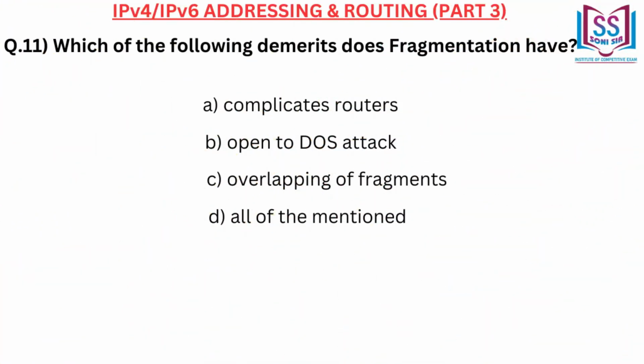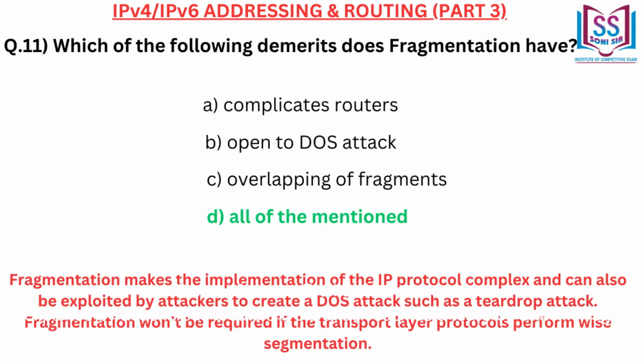Which of the following demerits does fragmentation have? A. Complicates routers. B. Open to DOS attack. C. Overlapping of fragments. D. All of the mentioned. Correct answer D. All of the mentioned. Fragmentation makes the implementation of the IP protocol complex and can also be exploited by attackers to create a DOS attack such as a teardrop attack. Fragmentation won't be required if the transport layer protocols perform wise segmentation.